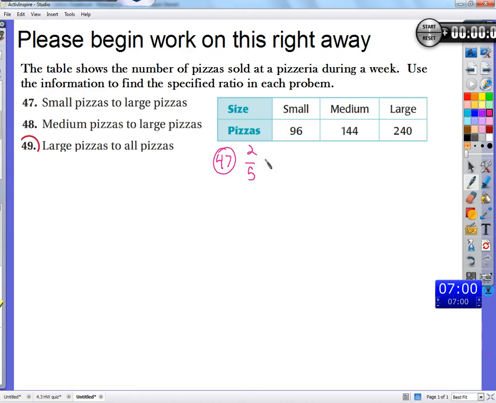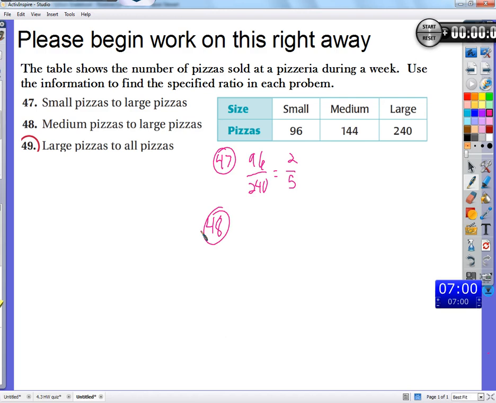I took 96 over 240. So it starts out as 96 over 240, and then I simplified it, cancelled out the common factors, and then you get 2 over 5. Okay, 48. From medium pizzas to large pizzas.